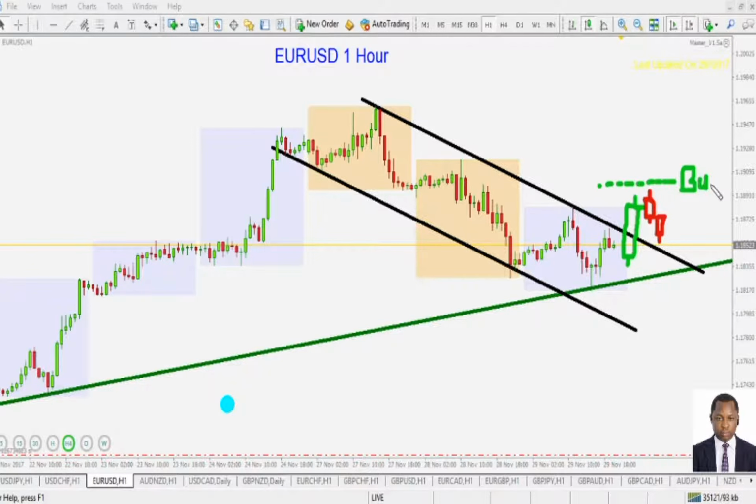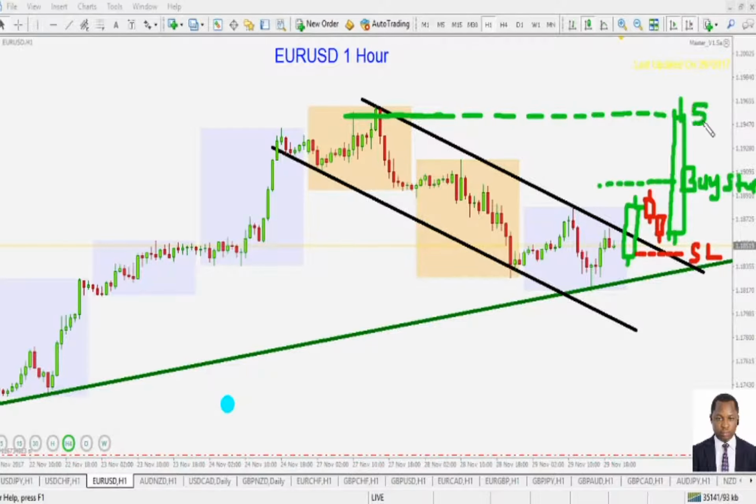Buy stop. Your stop loss will go a few pips below, believing that price is going to push up to trigger that entry. That is what we are expecting, and your first profit target will be a few pips before hitting this previous swing high, where you want to cash out 40 to 50% of your profit. This is what we are expecting to trade in the euro against the American dollar.